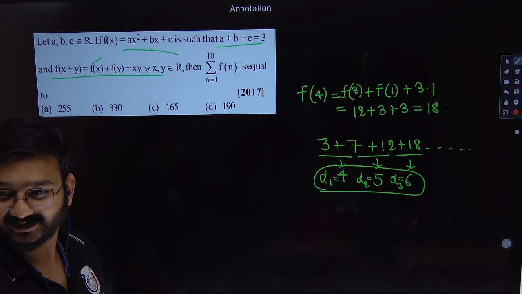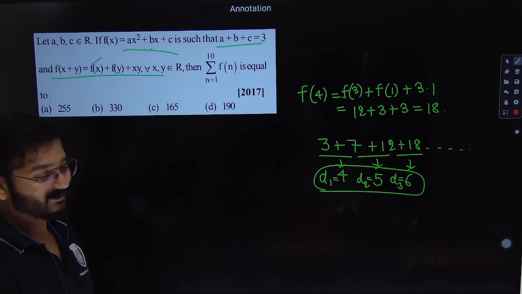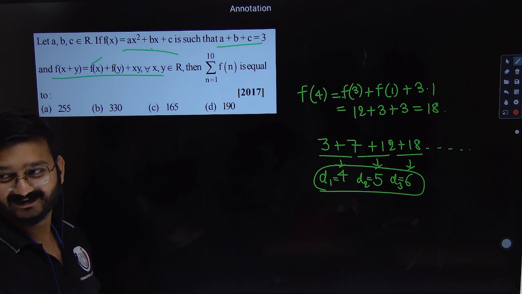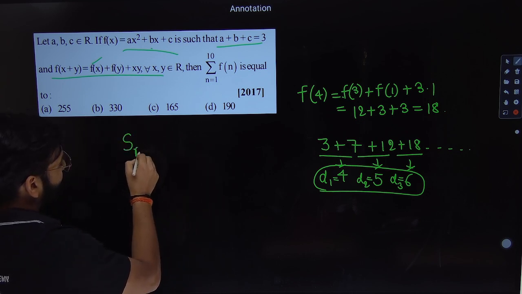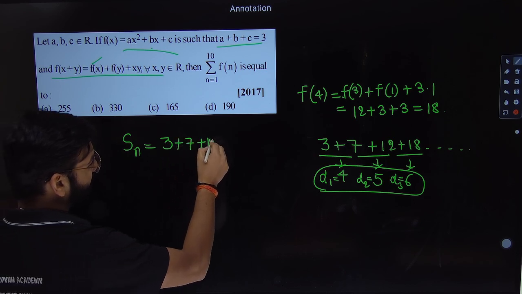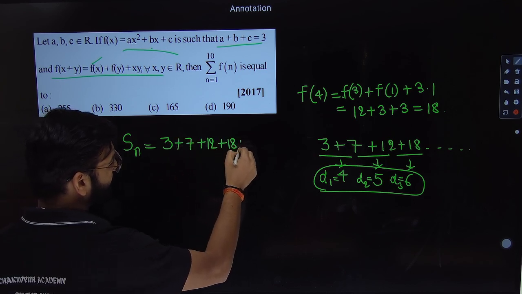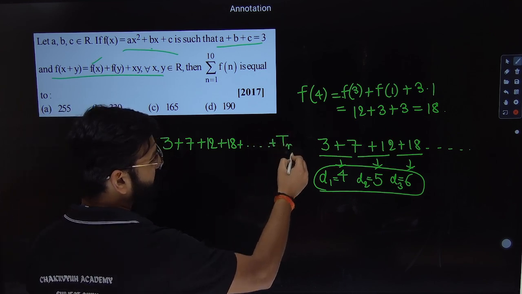Use calculator. Accha, at least Google could add this. So S of n is 3 plus 7 plus 12 plus 18. The last term will be what?